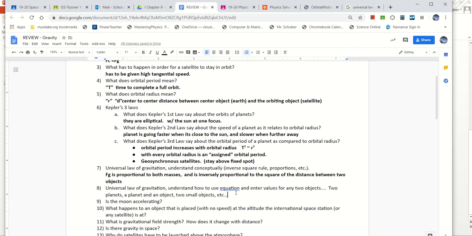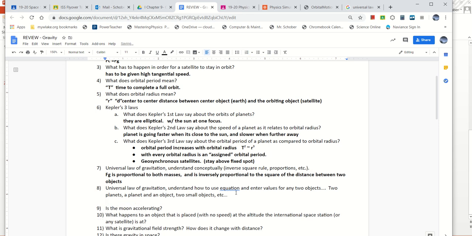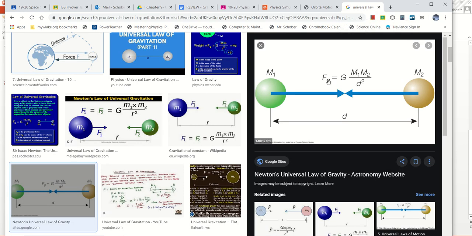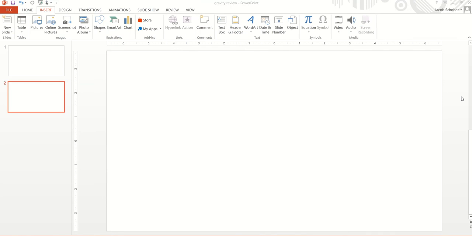Universal law of gravitation, understand how to use the equation, enter values for any two objects, two planets, a planet and an object, two small objects, etc. Make sure that you guys can do that. So basically just make sure that you are able to use this equation here.